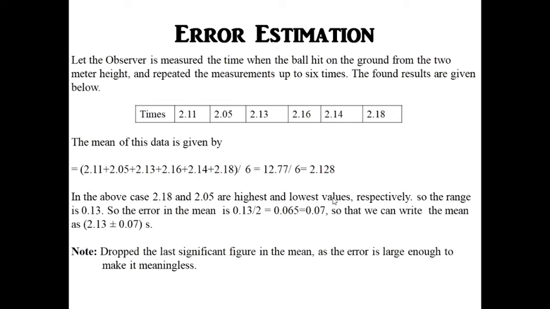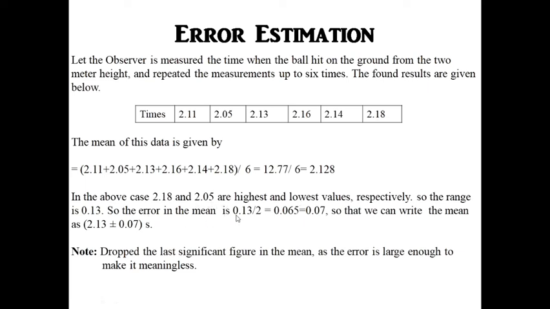Suppose an observer measured the time when a ball hits the ground from a 2-meter height. Here the observer recorded the time in this form. Here the data is very few, so you will take the help of the range method without using the standard deviation, and 2.1 and 2.01 are the highest and lowest values respectively.